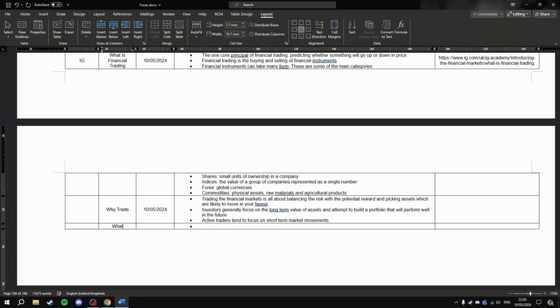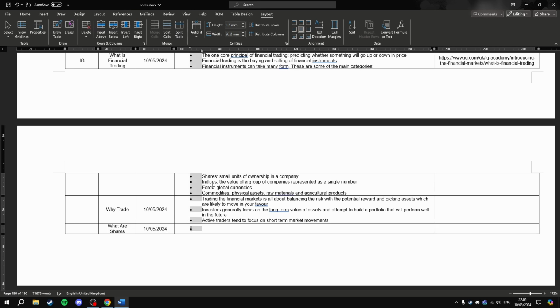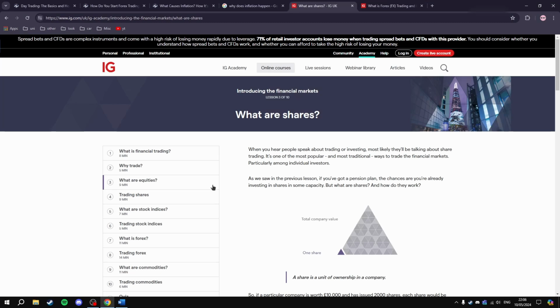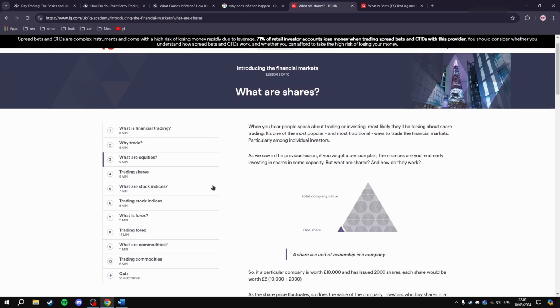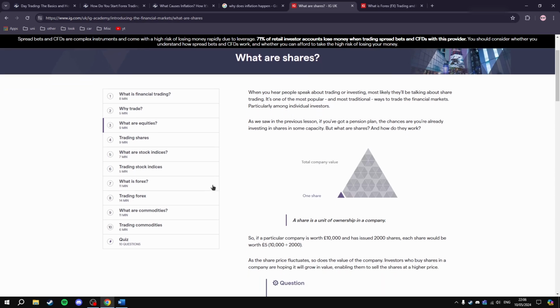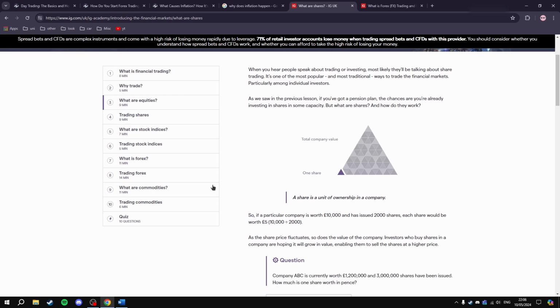What are shares? When you hear people speak about trading or investing, most likely they'll be talking about share trading. It's one of the most popular and most traditional ways to trade the financial markets, particularly among individual investors. As we saw in the previous lesson, if you've got a pension plan, the chances are you're already investing in shares in some capacity. But what are shares and how do they work?